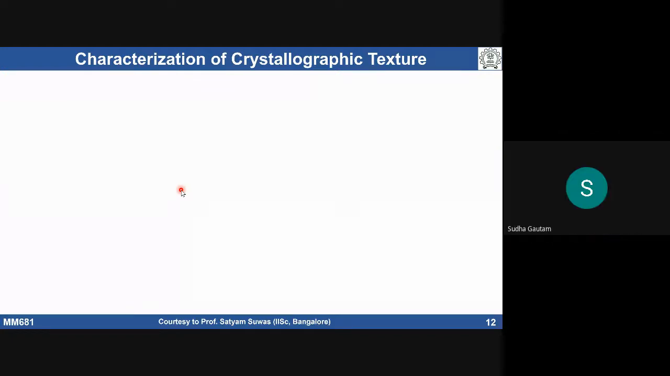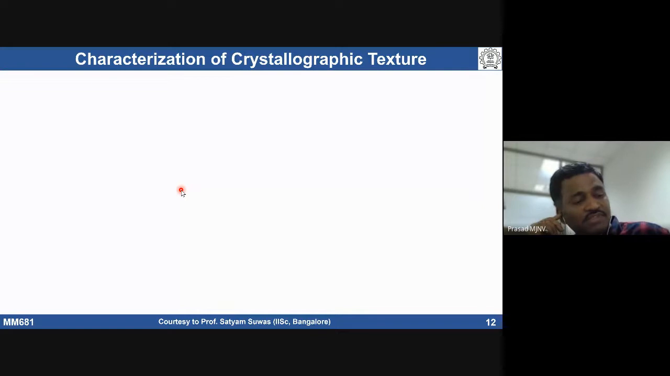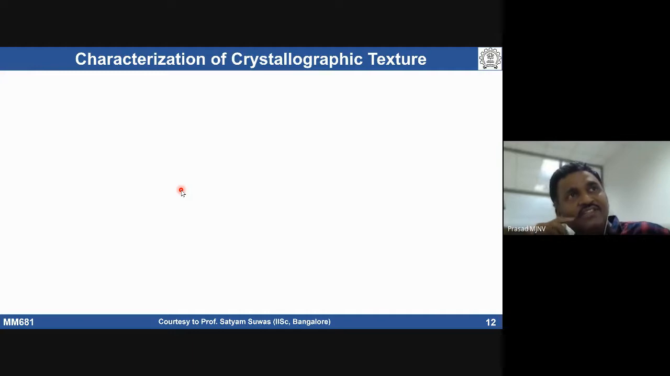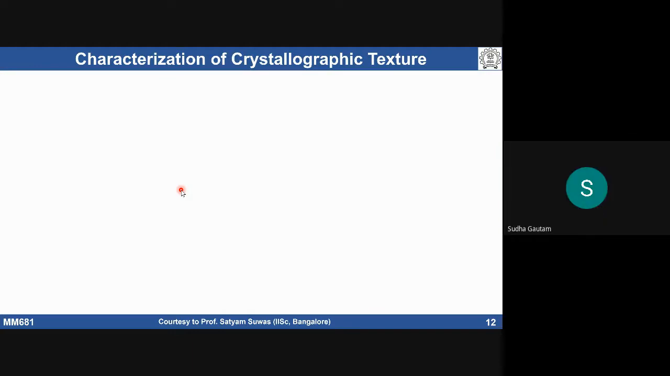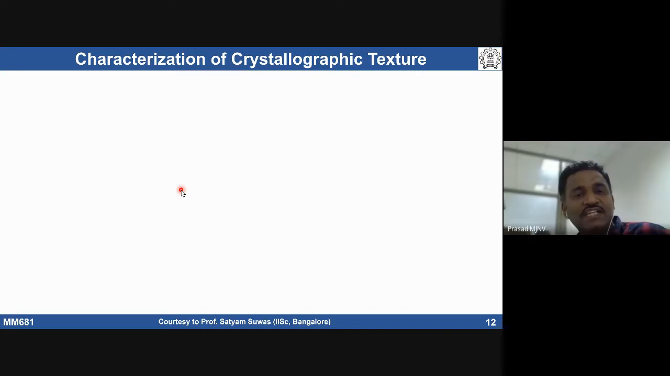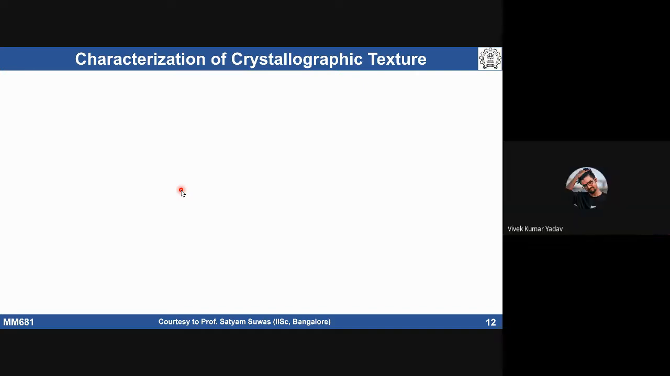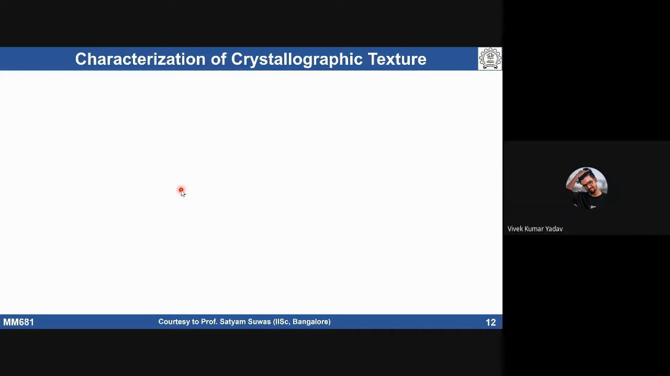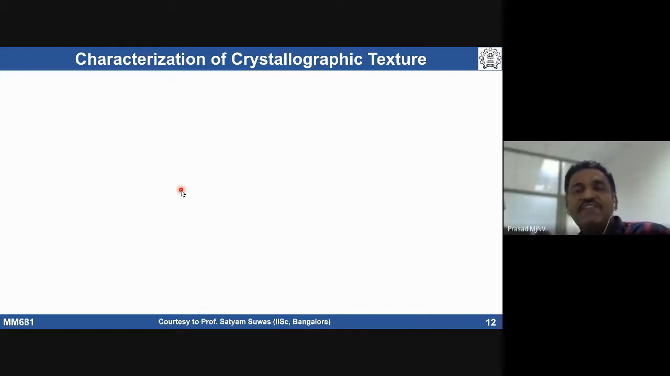EBSD. What is EBSD? Electron backscatter diffraction. Okay, that's called EBSD. Anything else we can use? X-ray diffraction. Anything else? Can we go with the neutron also? Yes, neutron diffraction. Yes, you're right.